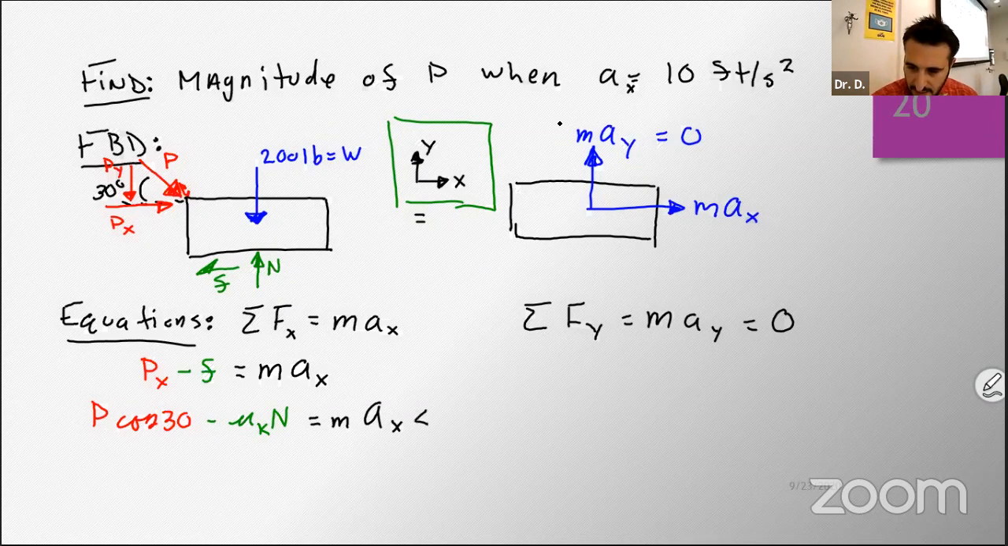And I'm going to stop there, and I'm going to call this equation 1 for right now. We're going to come back to it in a second. I'm going to need another slide, though. All right, so that's in the x direction.